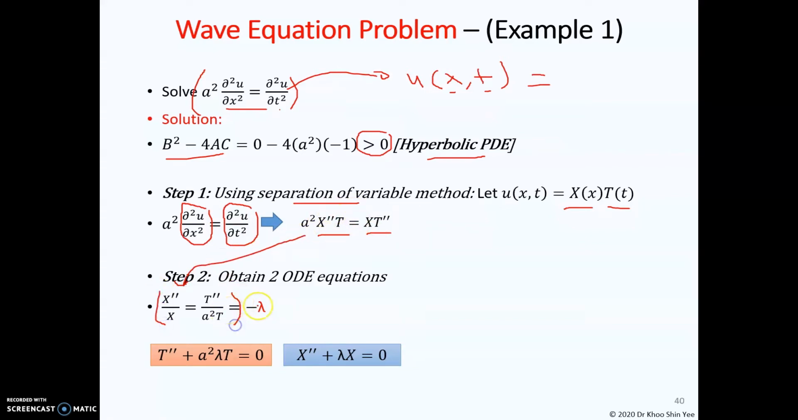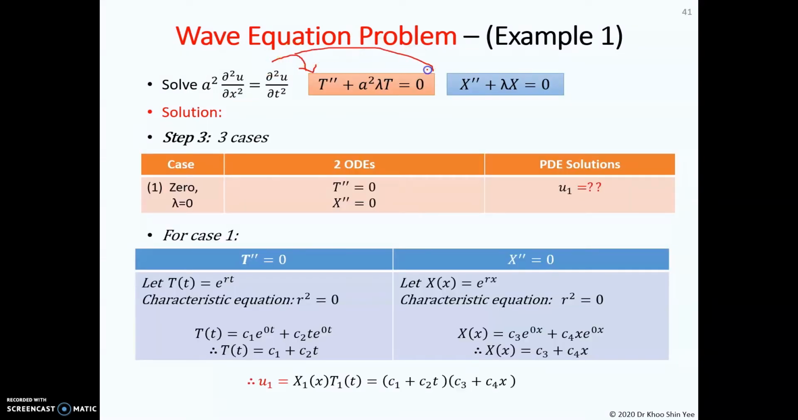Then let this equal to negative lambda. When you compare the second component here to the third component, you obtain the first ODE equation. When you compare the first component and the third component here, you obtain the second ODE. So you have success to obtain two ODE from the PDE here.